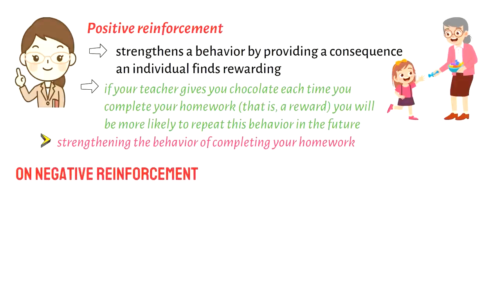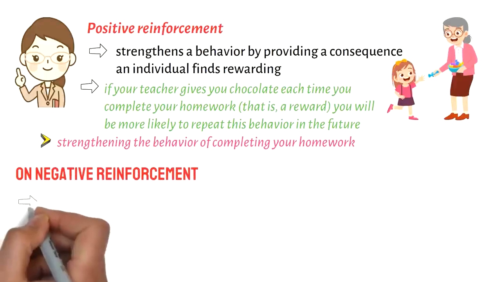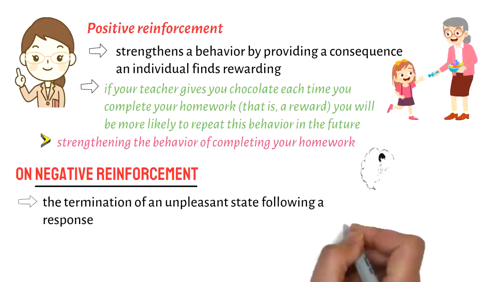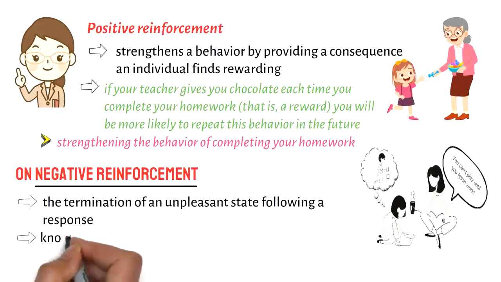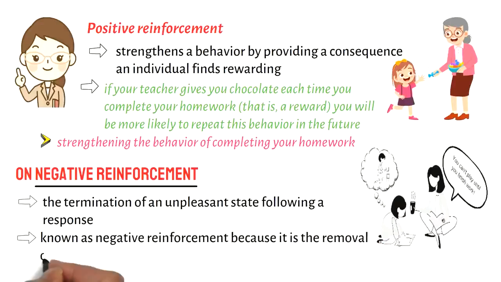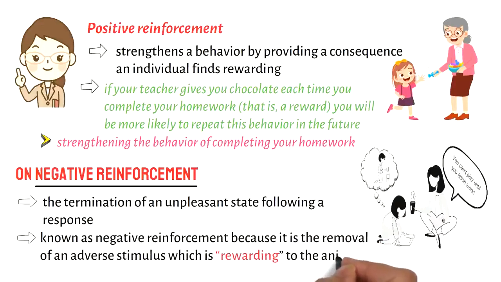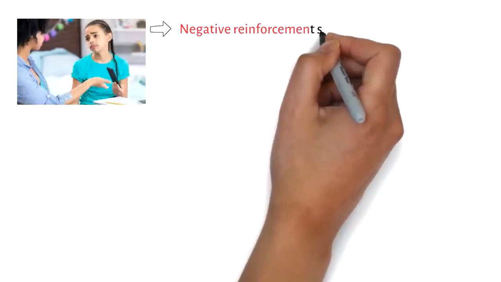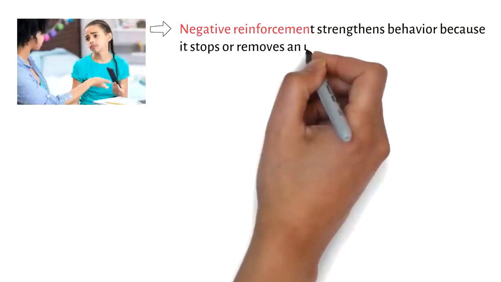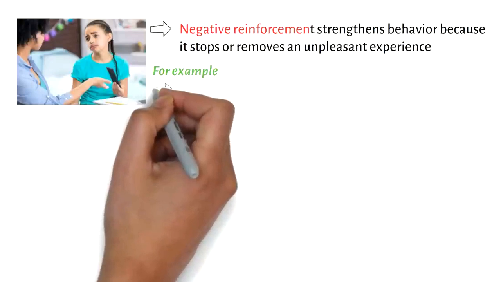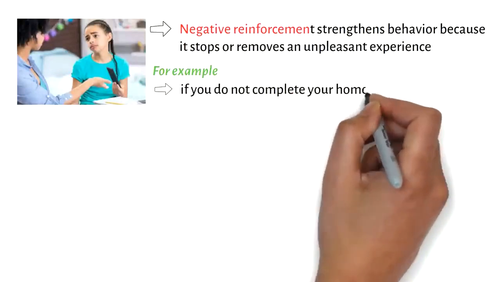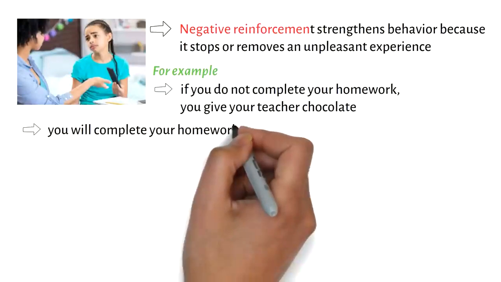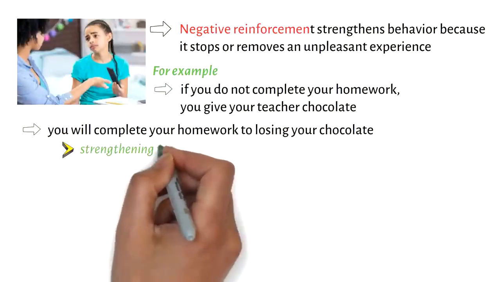On negative reinforcement. For Skinner, negative reinforcement is the termination of an unpleasant state following a response. This is known as negative reinforcement because it is the removal of an adverse stimulus, which is rewarding to the animal or person. Negative reinforcement strengthens behavior because it stops or removes an unpleasant experience. For example, if you do not complete your homework, you give your teacher chocolate. Hence, you will complete your homework to avoid losing your chocolate, thus strengthening the behavior of completing your homework.